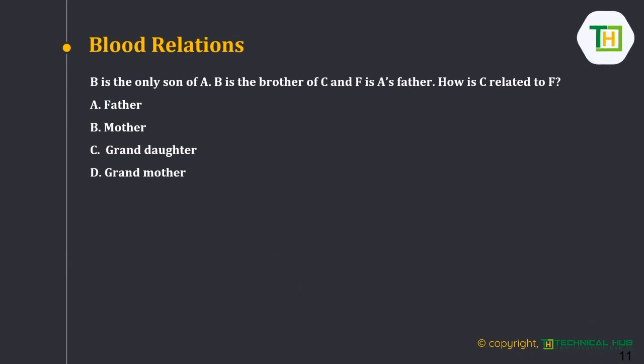This is the easiest problem. B is the only son of A. Suppose A is taken, only son. Only son means B is here in the below generation. B is the only son of A. Clear? Next one. B is the brother of C. Suppose C is taken. So B is the brother of C, so here C is taken as sister.